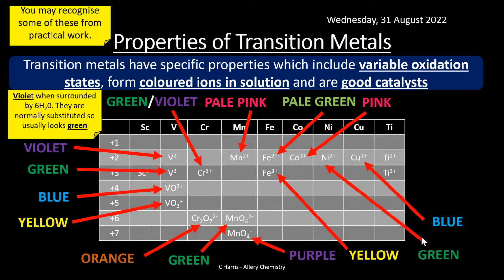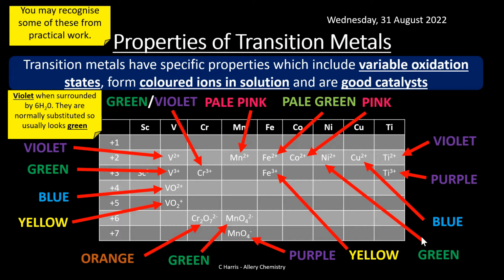Copper 2+ is a blue colour. Titanium 3+ is purple, and titanium 2+ is violet. So you might have seen quite a few of these colours dotted around. There are some specific ones that you should probably be more aware of than others.